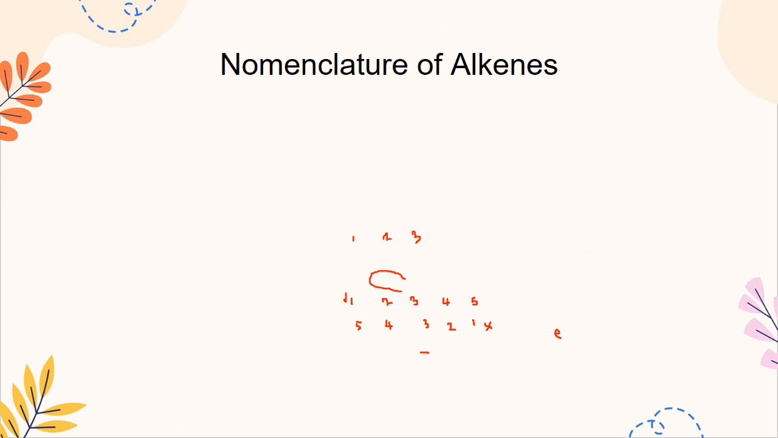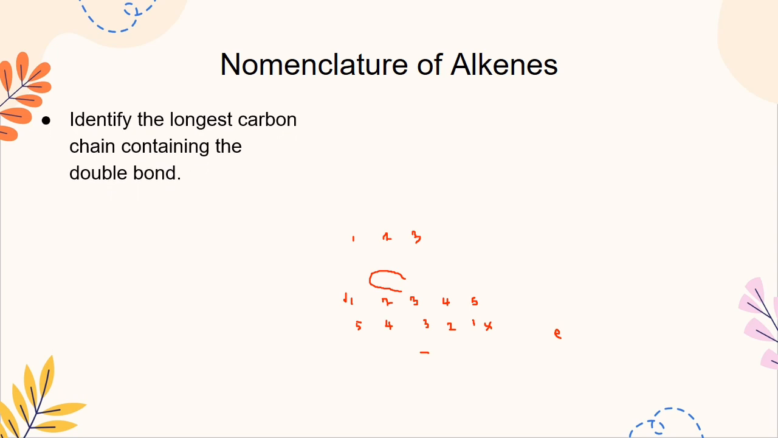Nomenclature of alkenes. I believe you already know that when we are talking about nomenclature, it has to do with the naming of alkenes. We have some rules for naming alkenes, just like naming alkanes. There are rules governing the naming. First, identify the longest carbon chain containing the double bond.